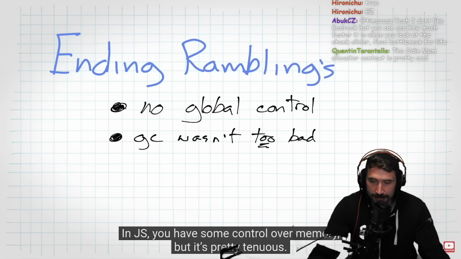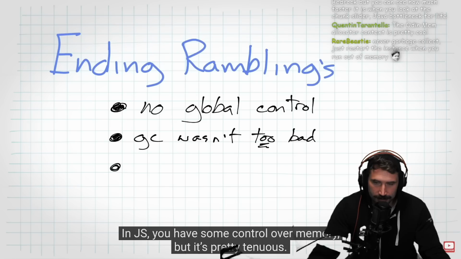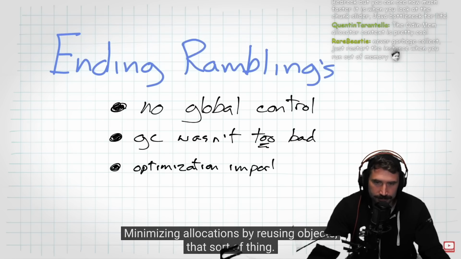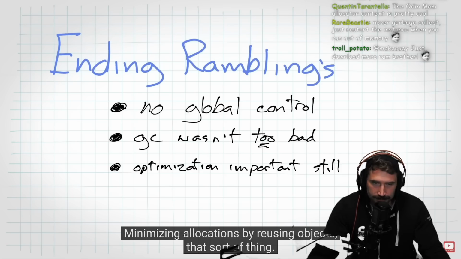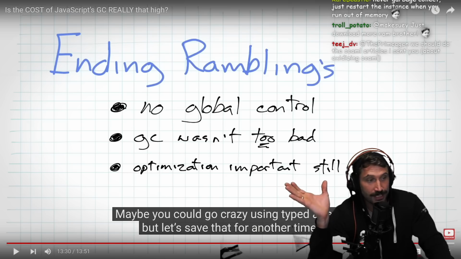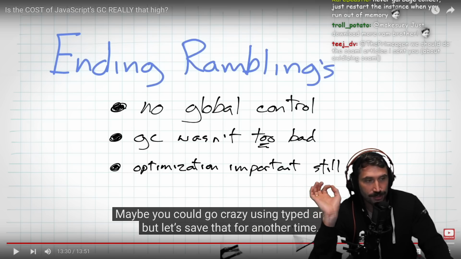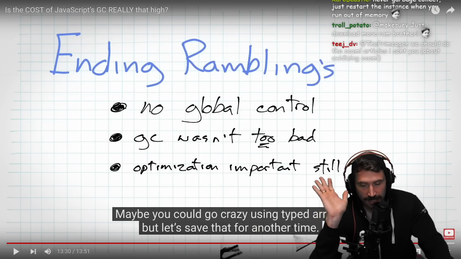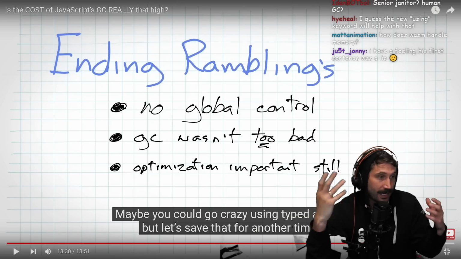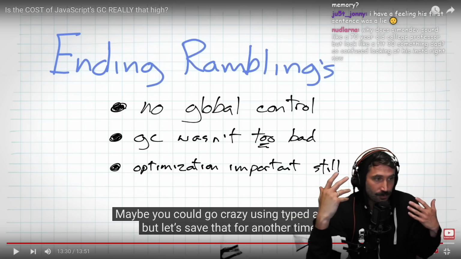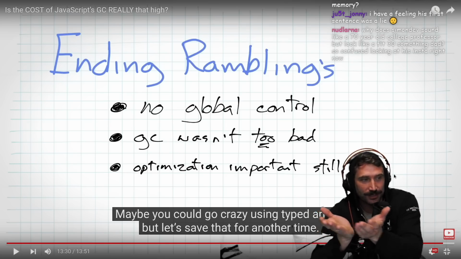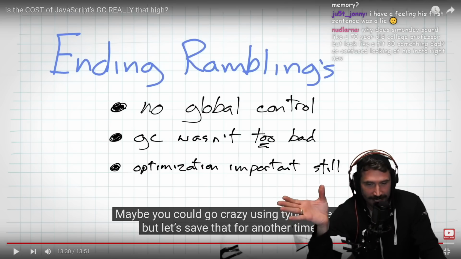In JavaScript, you have some control over memory, but it's pretty tenuous. Mostly it's down to your pattern of allocation, minimizing allocations by reusing objects, that sort of thing. This is one reason why I really love using classes, is that classes are extremely easy to reuse. Not only do you give the exact blueprint you're going to have to V8, assuming V8 is attempting to optimize things, that is one of the best things you can do: here's the exact thing that I want every single time. Right? So it's fantastic in that sense.